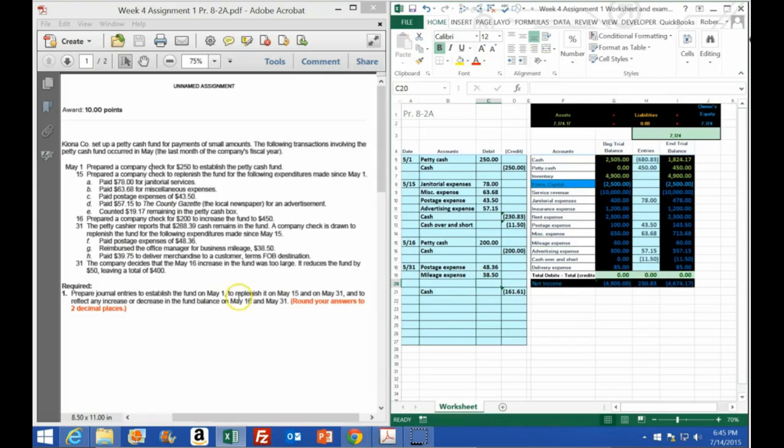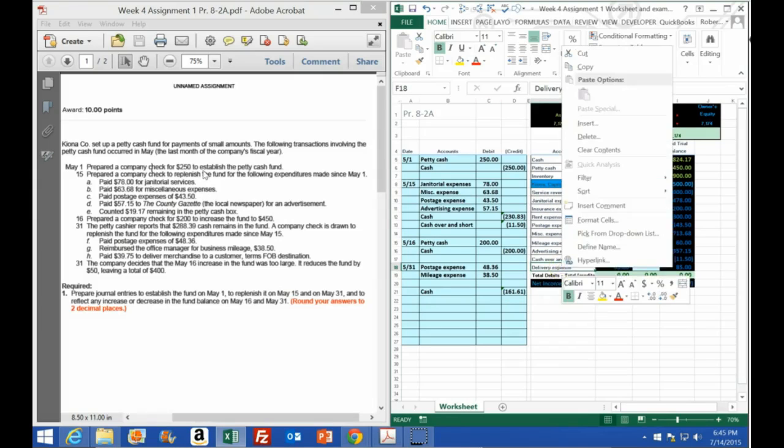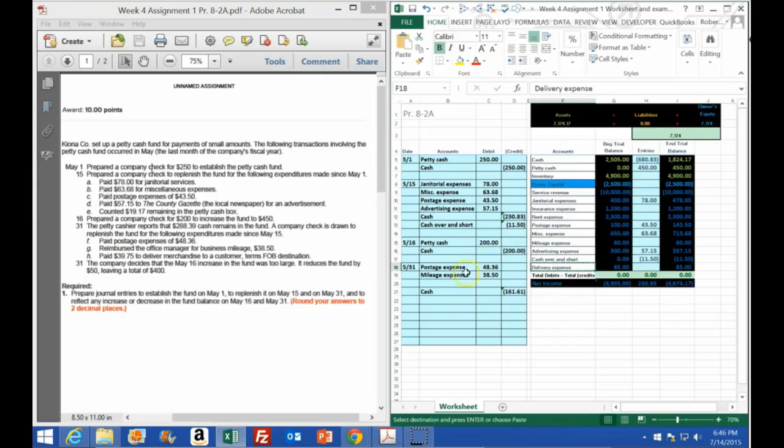And then the next one was paid $39.75 to deliver merchandise to a customer's terms FOB destination. So delivery expense in this case. So if we look at the expense area, we can see that we have delivery expense down here, has a debit balance. We're going to make it go up like it always does because expenses always go up, so we are going to do the same thing to it, which in this case would be another debit of 39.75.